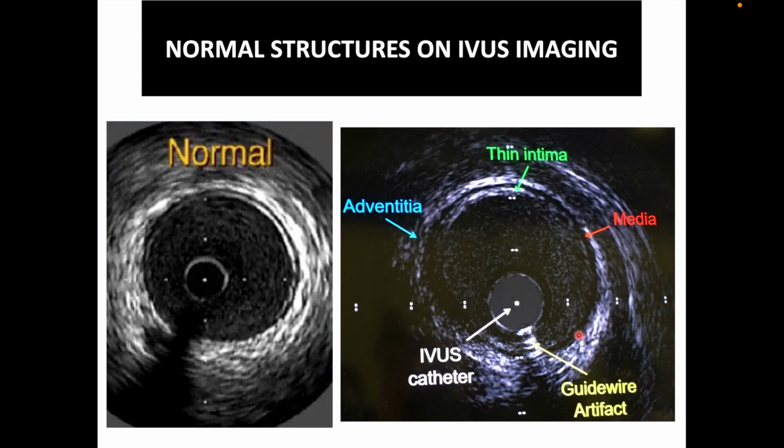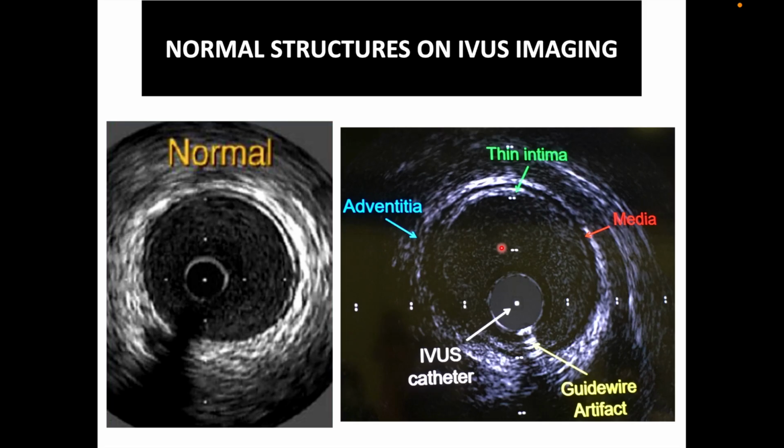Now, we must remember that three things reflect the ultrasound rays poorly and therefore appear black. Number one is blood. Number two is smooth muscle, and number three is lipid. So this media is all smooth muscle, therefore this appears black. This lumen appears black, and then lipid, we will see where we have lipid deposition extensively within the plaque. That plaque will also appear black, that we'll see later on. But this identification is very important.